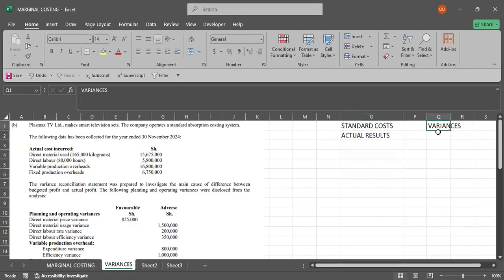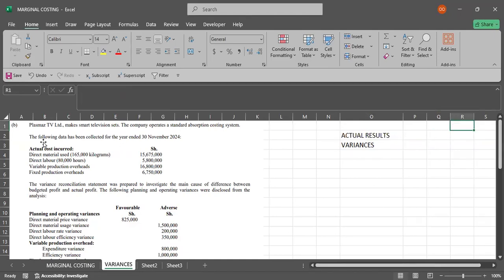Another thing the examiner can do alternatively is give you standard costs and variances, and you'll be told to give us actual results. Of course, this concept was tested in August 2024 for the advanced management accounting students, where you were told to calculate the actual results. Then another way, the examiner can give you actual results and variances, and you are told to calculate the standard costs.